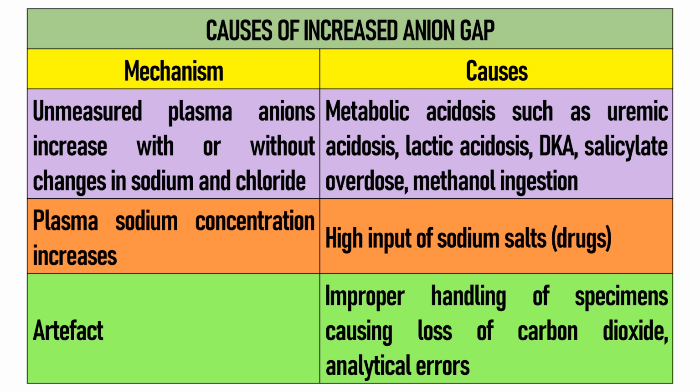What are the causes of increased anion gap? Let's find out. Unmeasured plasma anions increase with or without changes in sodium and chloride in metabolic acidosis associated with uremic acidosis, lactic acidosis, diabetic ketoacidosis, salicylate overdose, methanol ingestion, etc. Increase in plasma sodium concentration due to high input of sodium salts can result in a high anion gap. High anion gap may also be an artifact due to improper handling of specimens causing loss of carbon dioxide, or due to analytical errors.